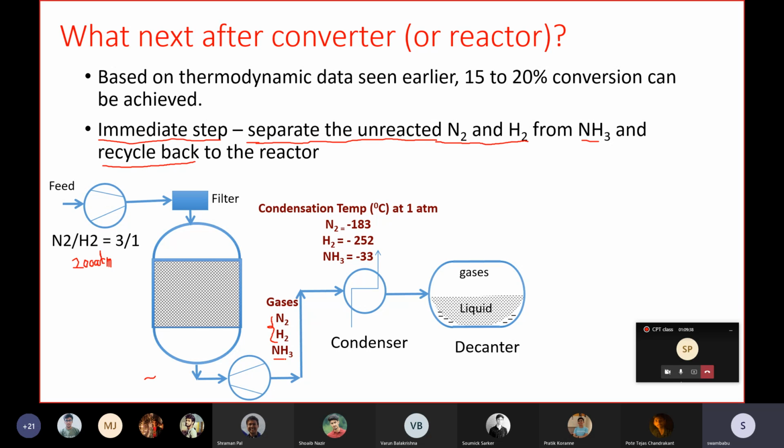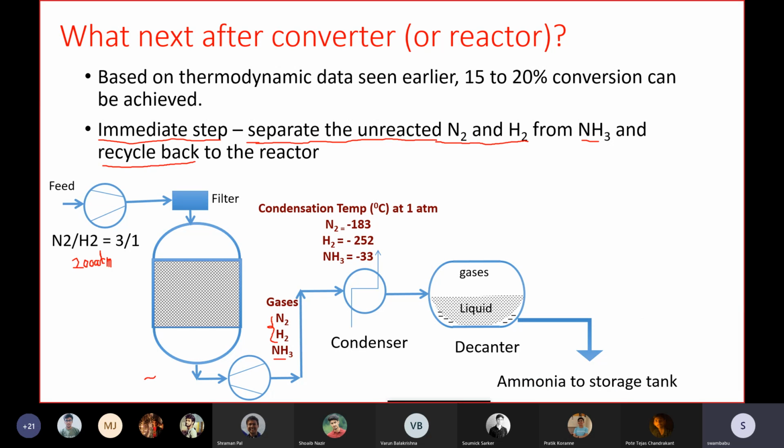Here we have liquefied ammonia and the gases, nitrogen and hydrogen, sent to the decanter, a gravity settling chamber, where gases and liquid are separated, and the liquefied ammonia is removed as a product. Ammonia goes to the ammonia storage tank.